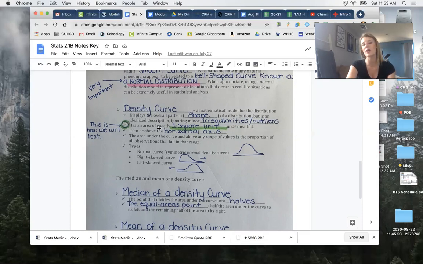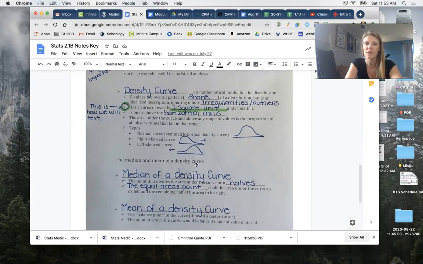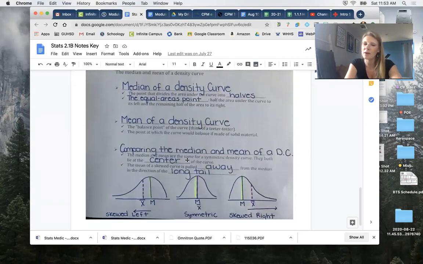The main thing that we look at for that is that the area underneath this curve is going to be 1 square unit. We're going to use that a lot moving forward. That's what's going to be able to tell us probabilities and percentages. So the area under the curve has to be 1. That's going to be the main thing that we're going to look for. And then everything has to be above the horizontal axis. We don't deal with negative numbers when we're talking about density curves.